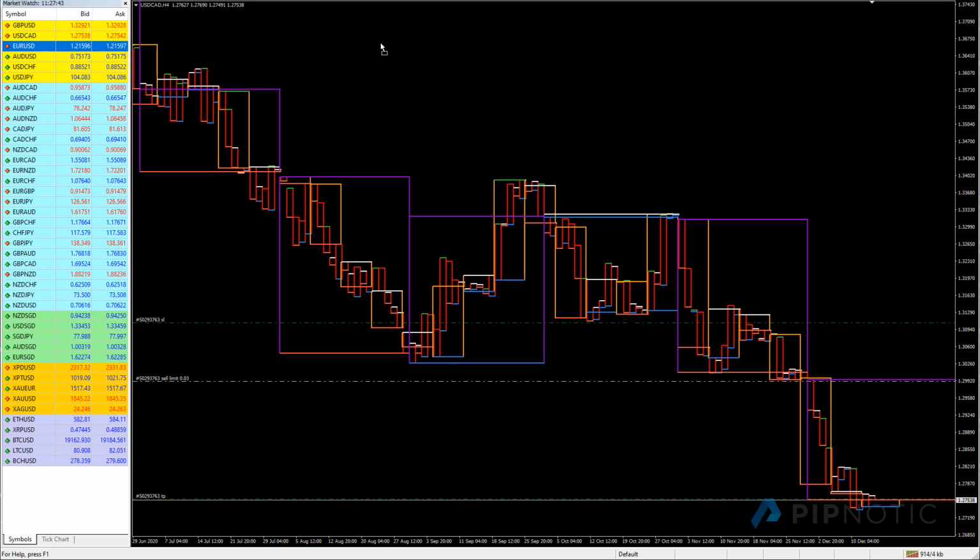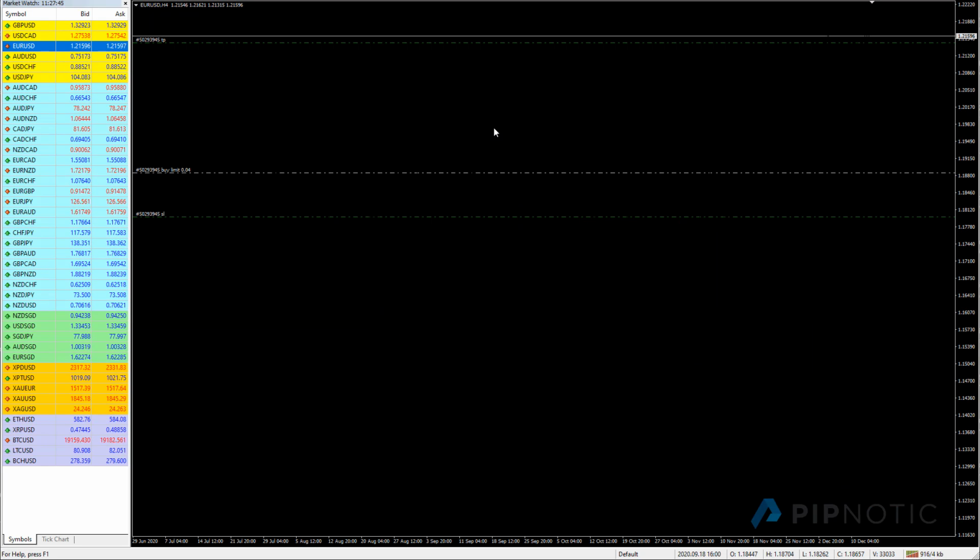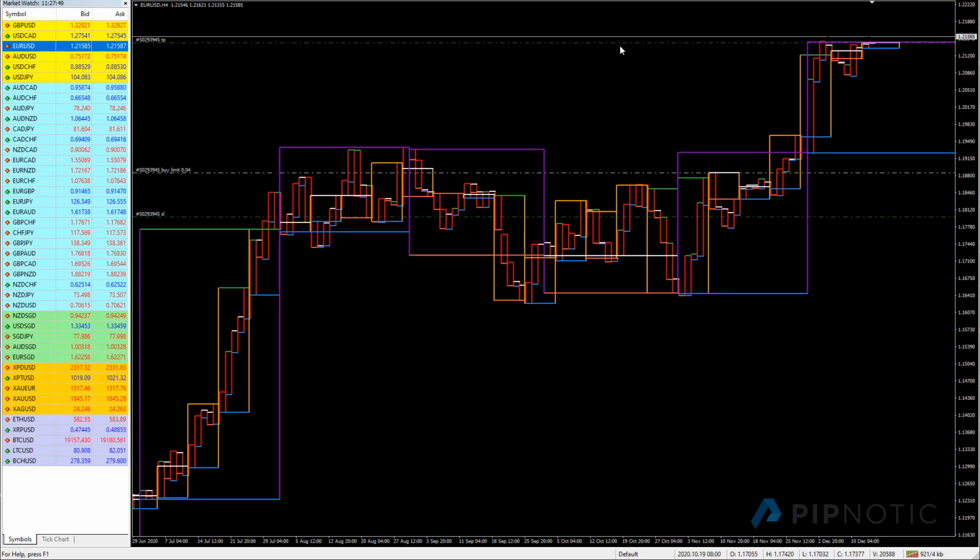Okay, let's go to the Euro American dollar. It looks like we have something else on as well. Let's have a look. So what do we have here? Well, we have something similar going on where we have price moving sideways. We moved up, we moved down. We had an extended range, a price imbalance candle here, a bullish candle, bearish candle, bearish candle, bullish candle.